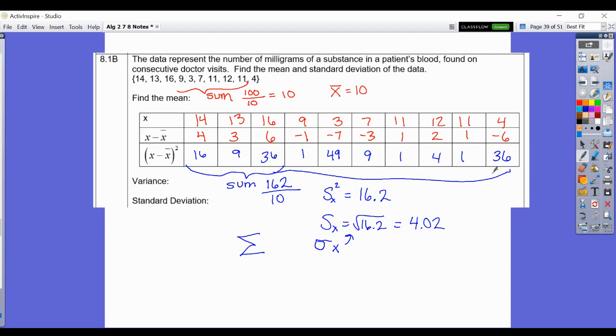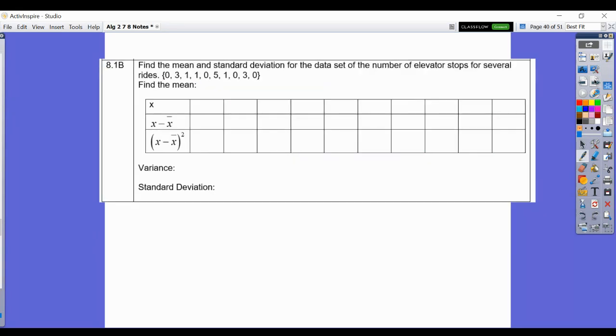Now let's run through another one that has a little bit different numbers and just make sure you've got this down. So if you want to give it a try, you're welcome to pause the video. I'm still going to walk us through it, and then I'm going to show you how you can use your calculator to help you out.